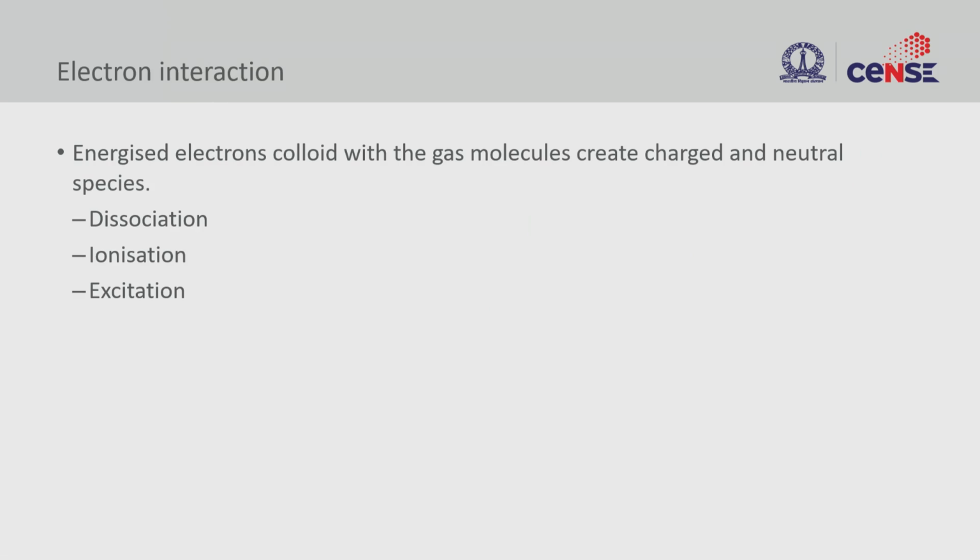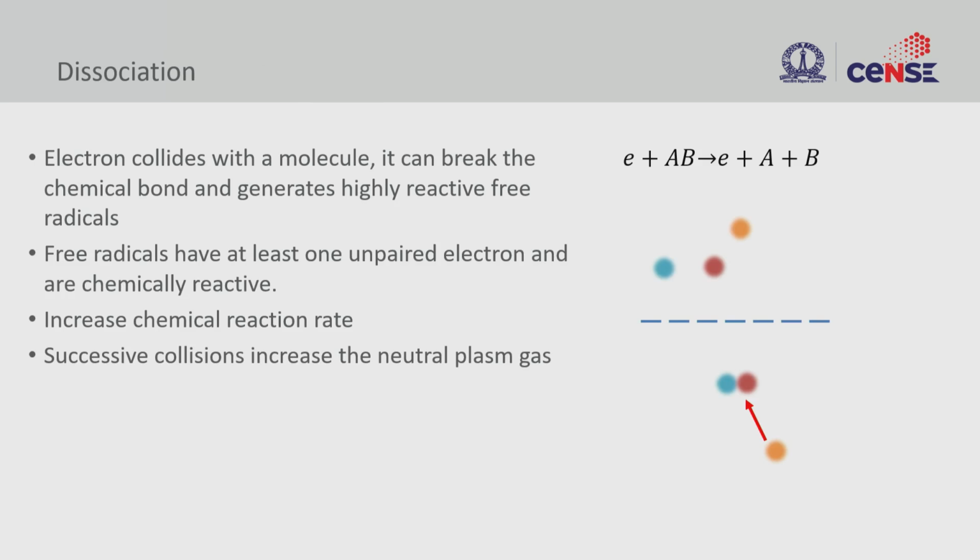And all of this plasma process depends on how electrons interact with the gas molecules inside the volume. There are multiple things that this electron can do, and these are the three primary processes that happen inside the plasma. One is dissociation, next is ionization, and the next is excitation. These are the three processes that will happen if an electron encounters a gas molecule. Let's look at each process one by one.